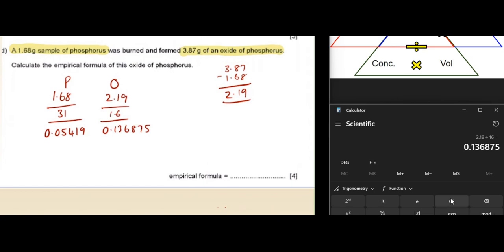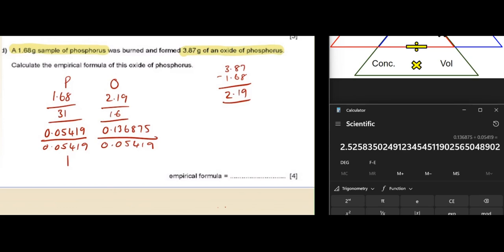So in this case, our smallest number of moles is the 0.05419. It's the phosphorus. So we're going to divide everything by the phosphorus, 0.05419, and we're going to divide this by 0.05419. So that will give us 1. So we're going to do 0.136875, and we are going to divide that by 0.05419. And that's going to give us 2.5.